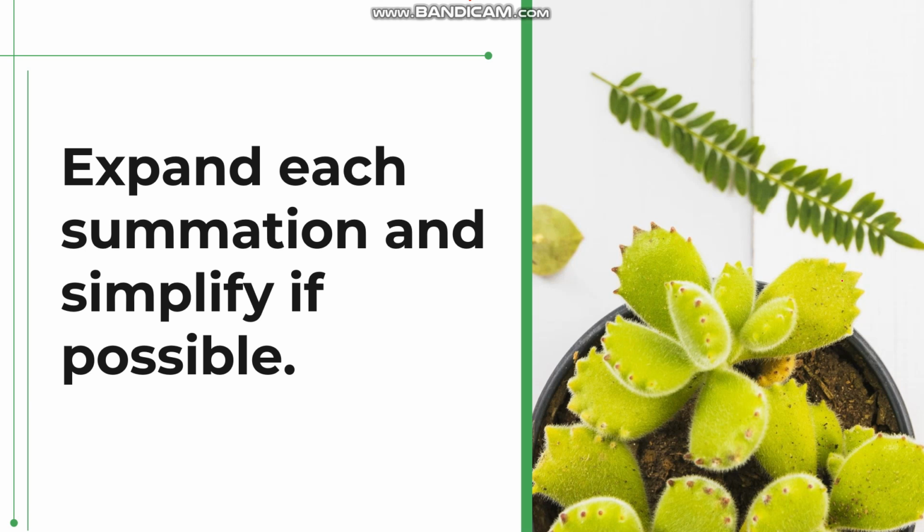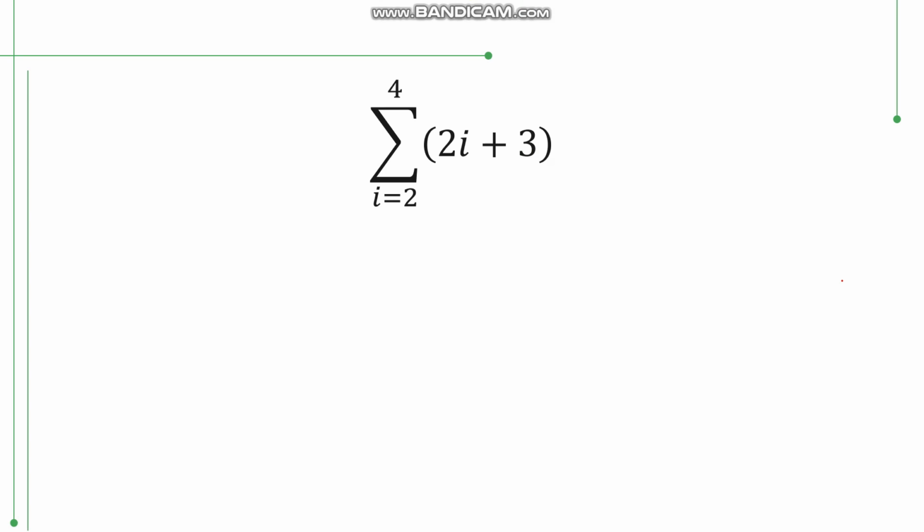So we're doing now the other way around. We will be given the summation notation and then we will expand it into a series. First, let's have the summation of 2i plus 3 from i equals 2 to 4. In order to solve this, all you have to do is substitute the value of i, our index, into the given term and then simplify.